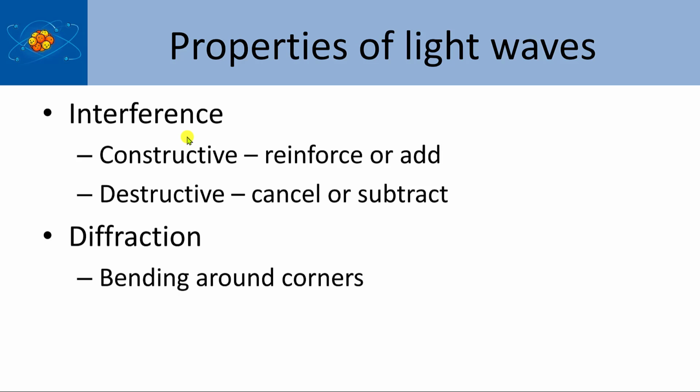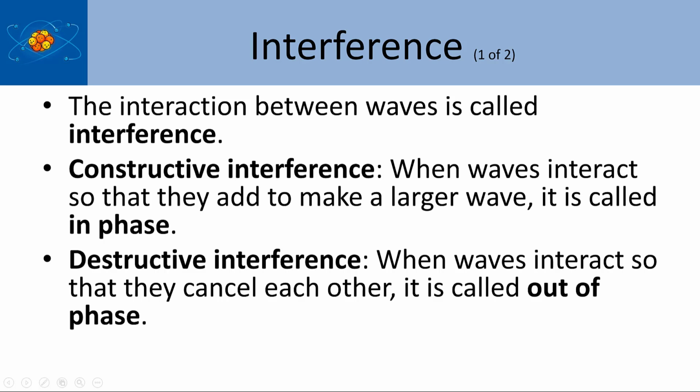And the other property of light we'll be looking at is diffraction. When light goes past a corner, it has essentially the ability to bend around a corner. And we'll talk about these things in the next few slides. A little bit more about interference.